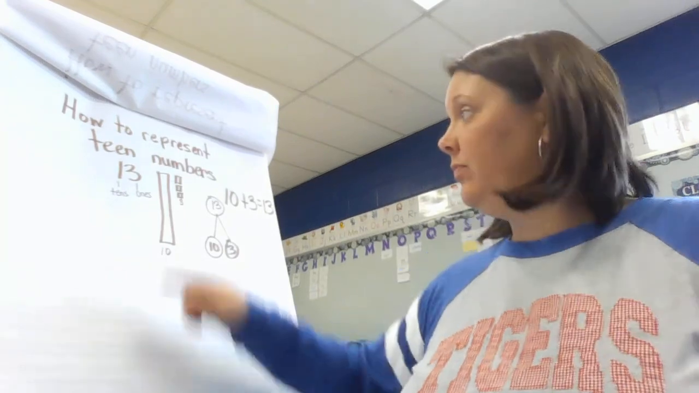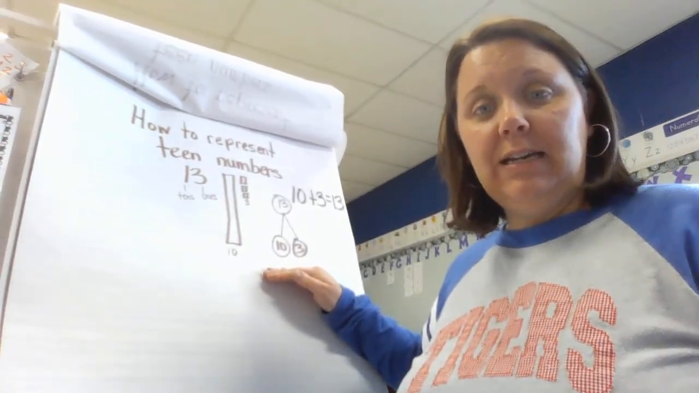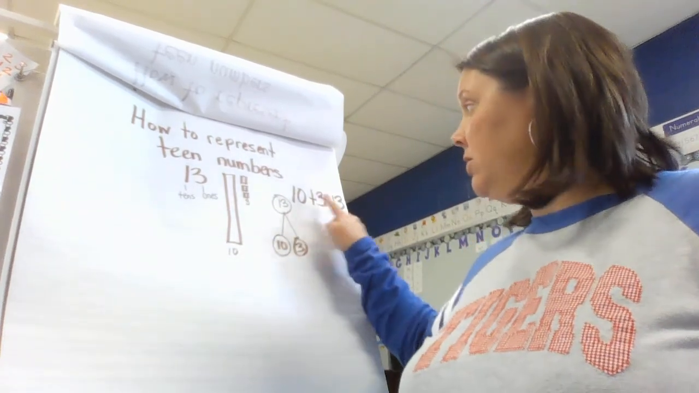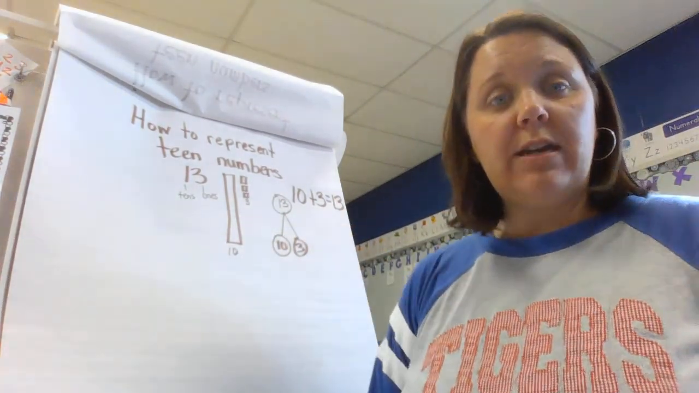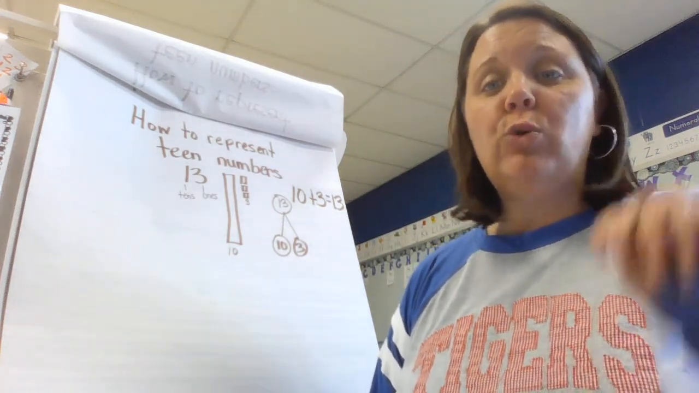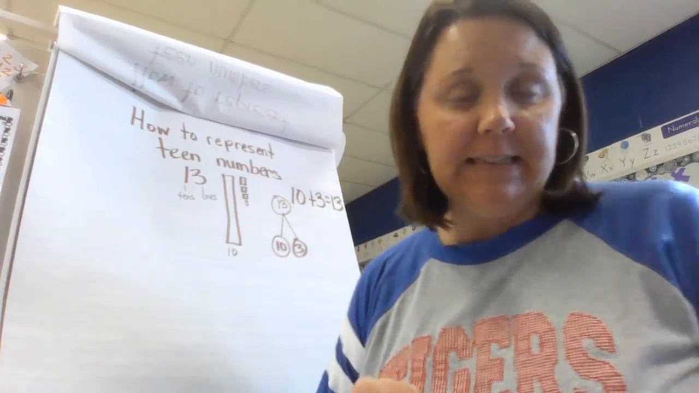Let's look at this again. A 10 and 3 ones make up the number 13. In our number bond, you could use a 10 and a 3 as the parts and a 13 as the whole. You could also use an equation, 10 plus 3 equals 13. Those are ways to represent a two-digit number. Some people call them numbers in the teens.